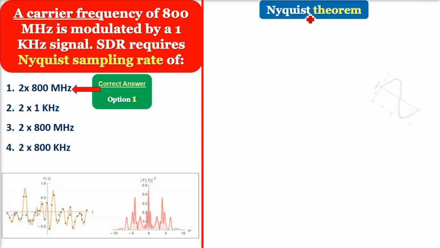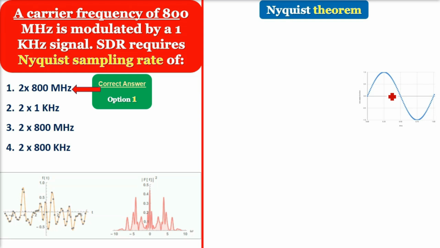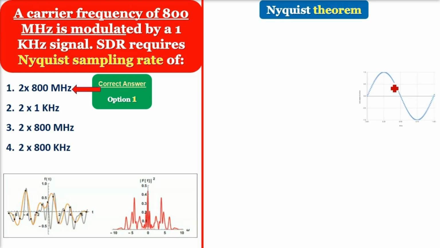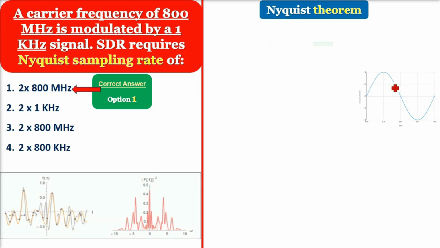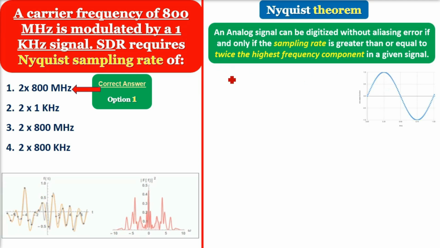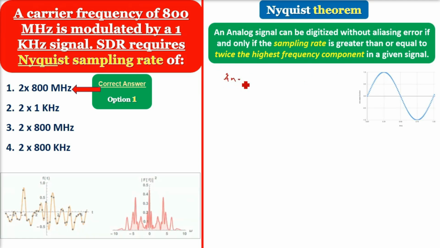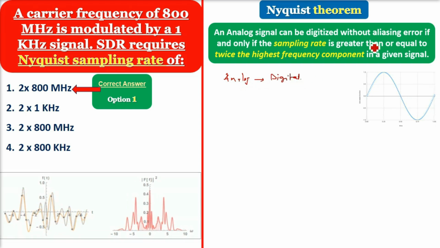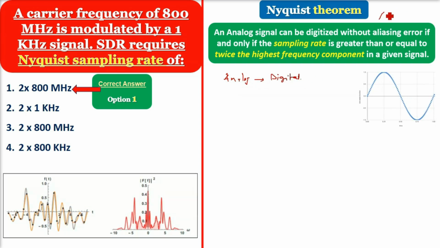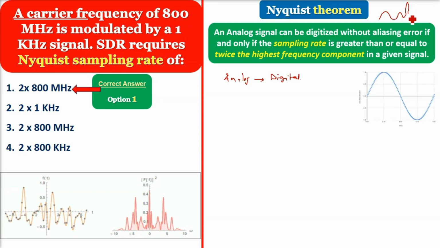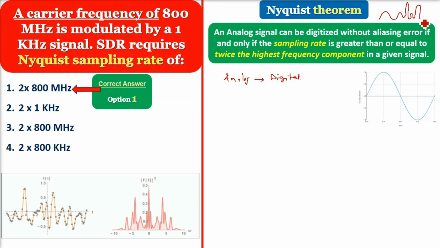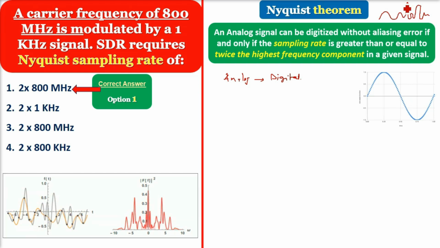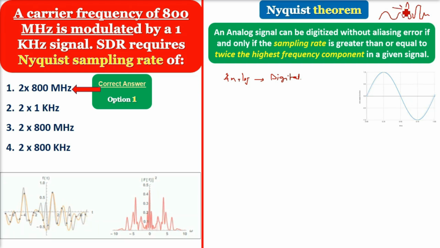So the Nyquist sampling theorem says that an analog signal can be digitized without aliasing error. So what is this aliasing error? If you want to convert this analog to digital, and this is the analog, these corner hits, or these distortions you can say, will create the aliasing error.